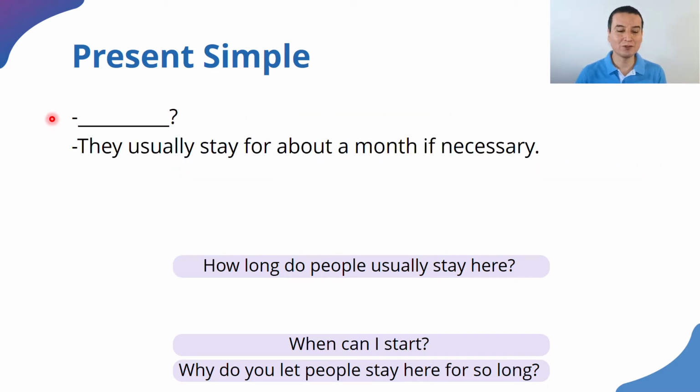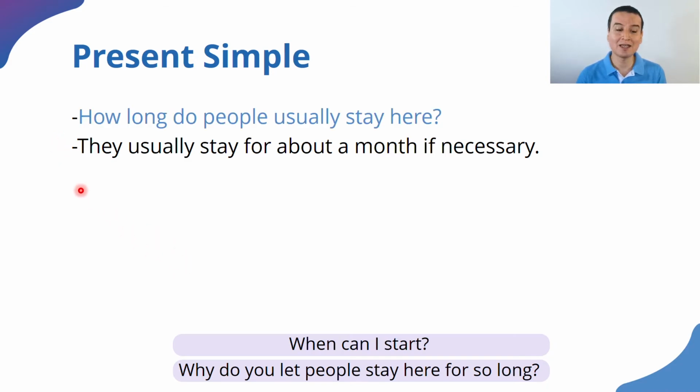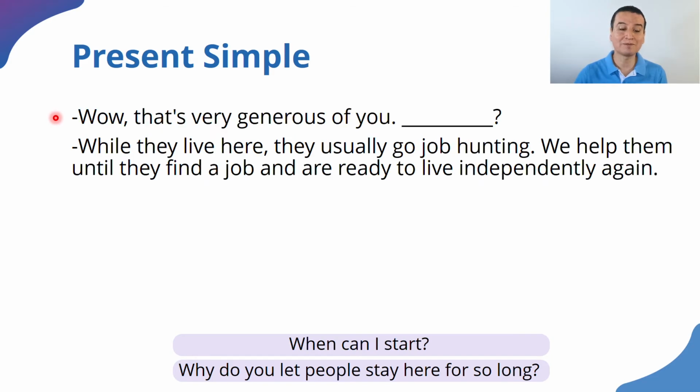All right, the next one is very short. Question. "They usually stay for about a month if necessary." So they're asking about the duration of their stay. The question is, "How long do people usually stay here?" Good, we're almost there.